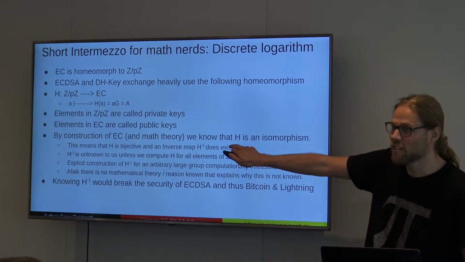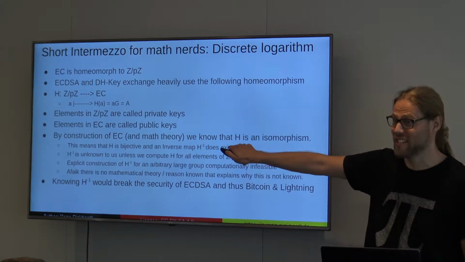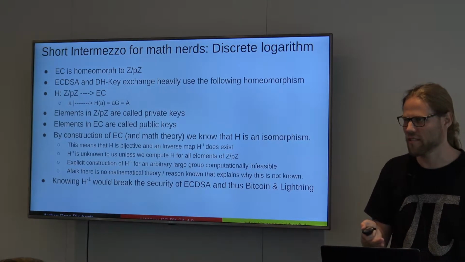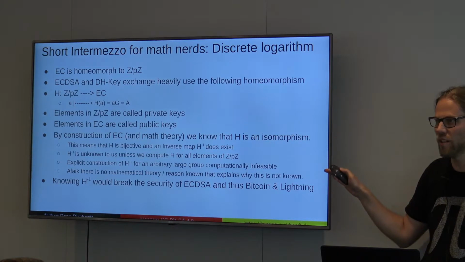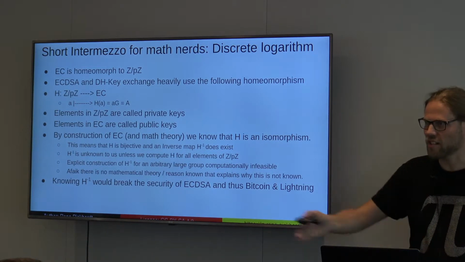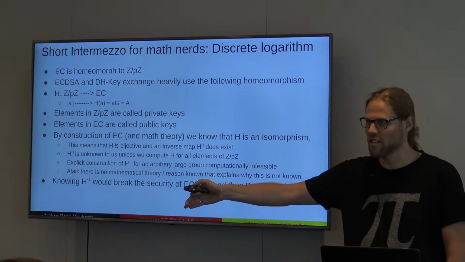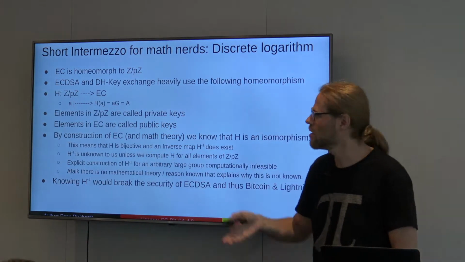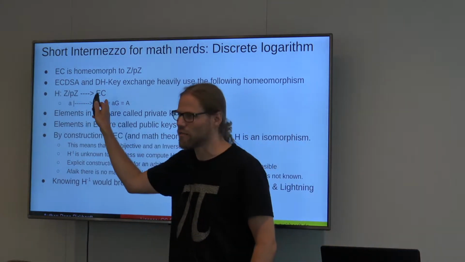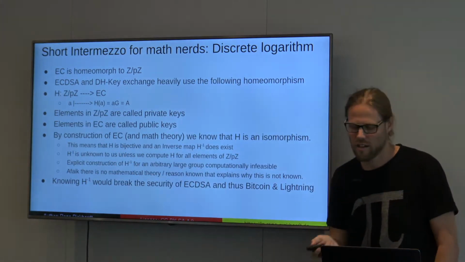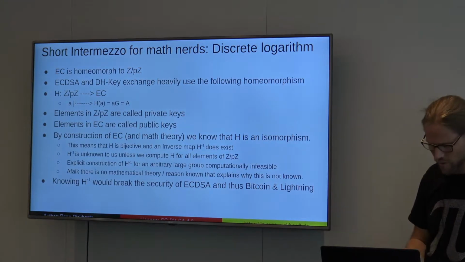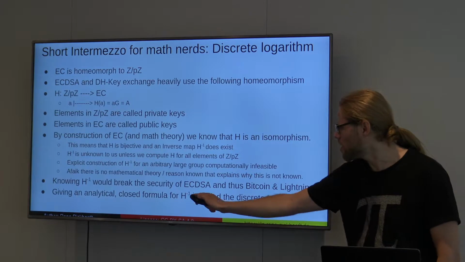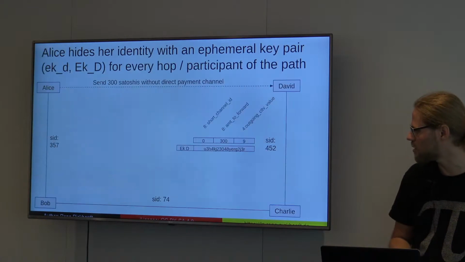Well, the thing is, we already know there is a solution. We already know it exists, right? We just don't know a construction to analytically create this. Computationally, we can already do it, even in linear time. We have to do it for each element in this group, right? And knowing this map in this direction is ridiculously easy. Giving an analytical closed formula for H for the inverse map is called the discrete logarithm problem.